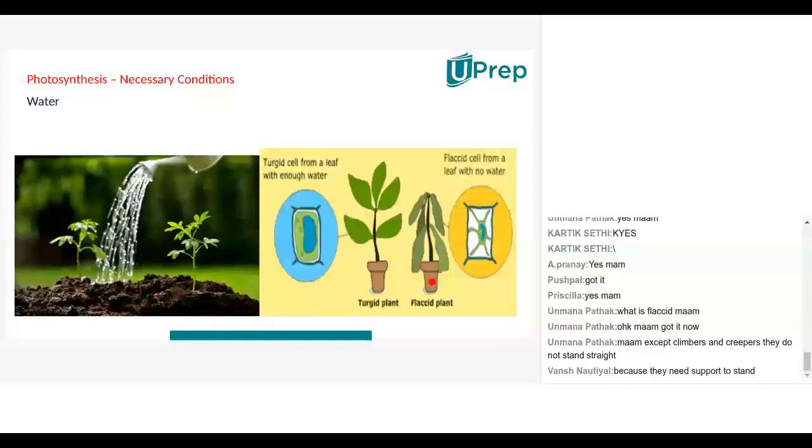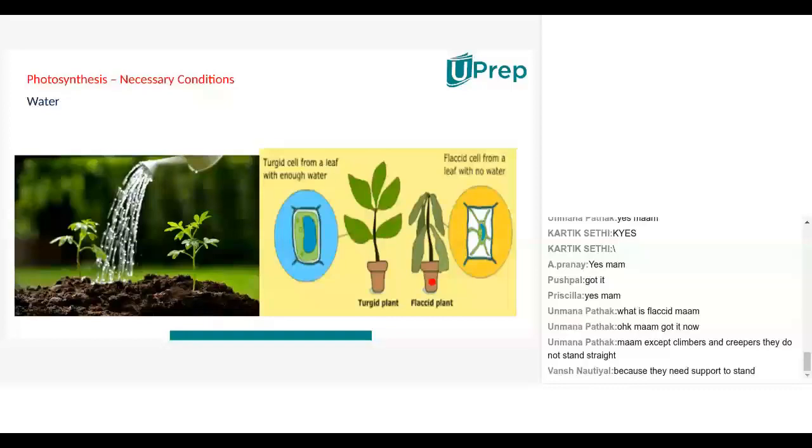Correct? Yes. Excuse me, ma'am. Yes, Karthik, tell me. Ma'am, can plants just grow in water? Yes, there are certain plants which need only water to grow. As I said, there are certain indoor plants like money plant, pothos. The scientific name is pothos. In layman's terms, we call it money plant.